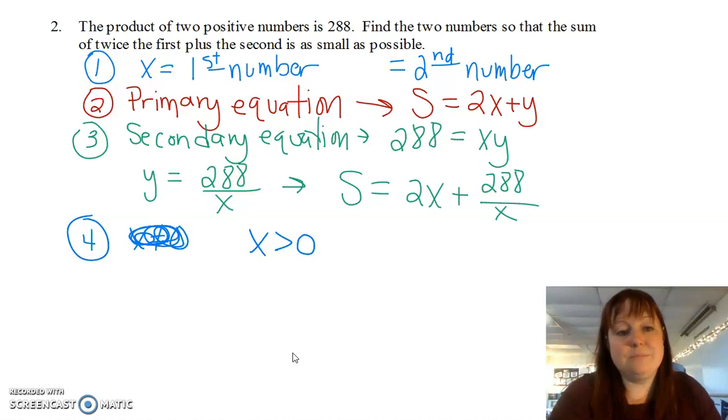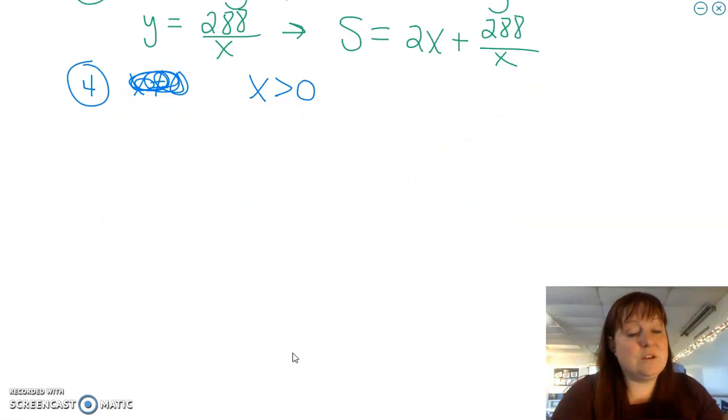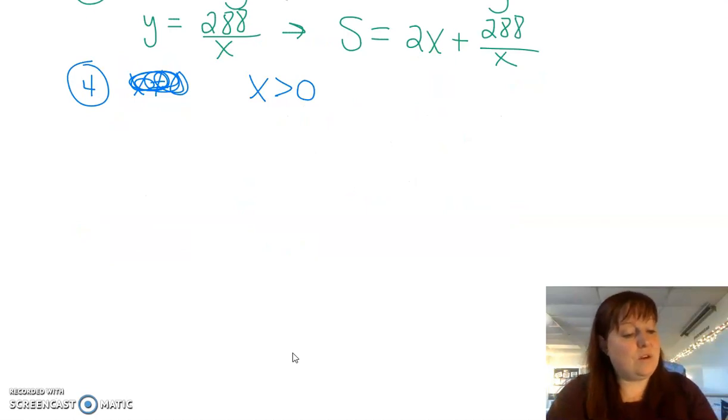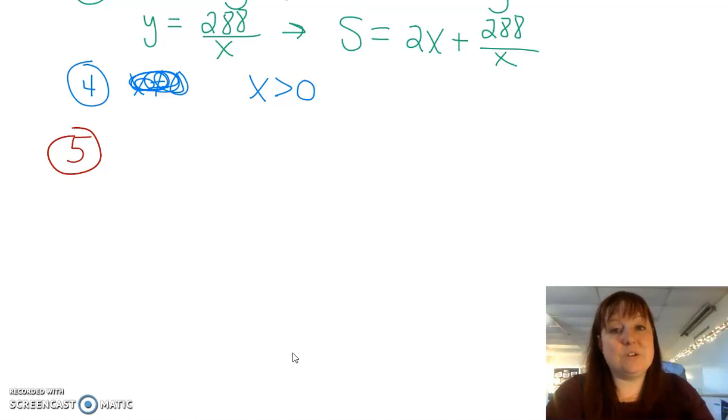So that's our domain. And then our fifth step, remember, we find two equations. We sub one equation into the other. Then we find the derivative, set it equal to 0, and solve. Okay? So our final step, number 5, is that we find the derivative of the function we're trying to optimize, we set it equal to 0 and we solve.